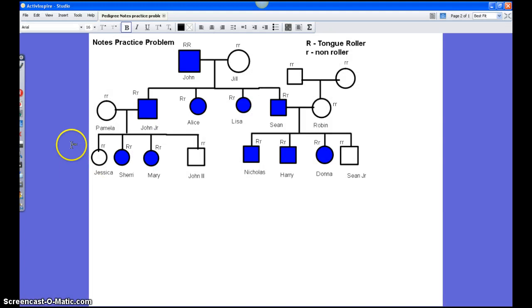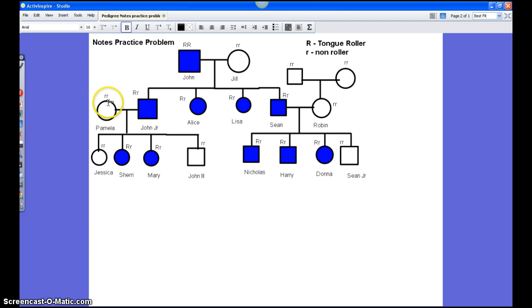Okay, so these are going to be our results. First thing, big R means tongue roller and little r means non-roller. And then I went ahead and put them in with what they have. So John is big R, big R. The reason we would say that he is completely dominant is because all of his children can roll their tongue. There would be a greater chance for some of them to not be able to roll their tongue if he was big R, little r, because the mom can only pass on the 2 little r's. So all 4 of the children are tongue rollers.